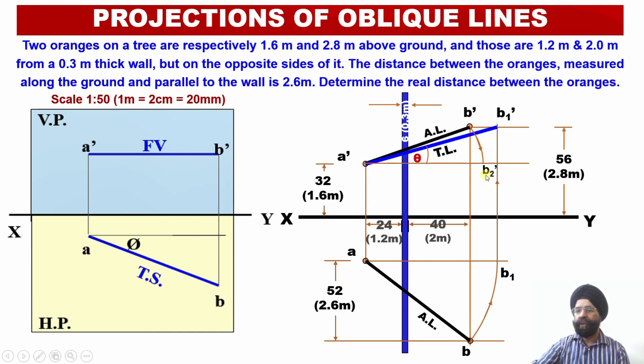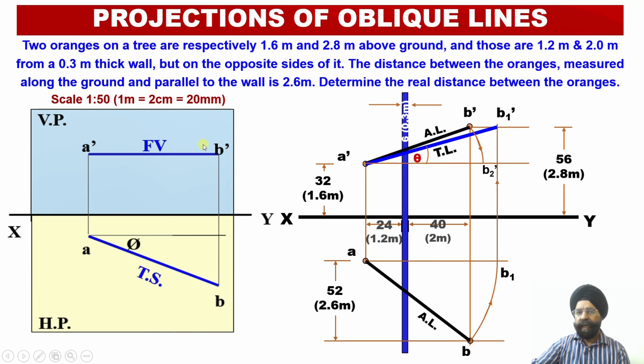After the rotation, the name of the point which is available with us will be B2 dash. Now we can see that this apparent length elevation projection A dash B2 dash has become parallel to the horizontal plane, and once our elevation projection becomes parallel to the horizontal plane, its projection onto the horizontal plane will provide us with the true length of this line in the plan.